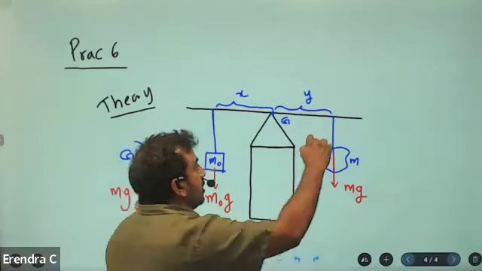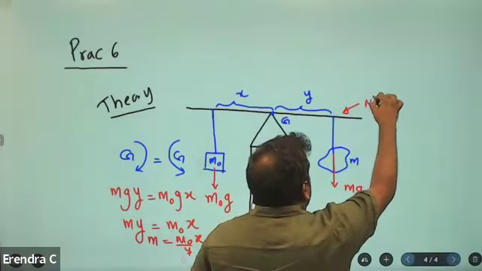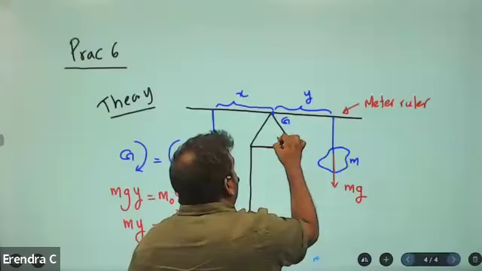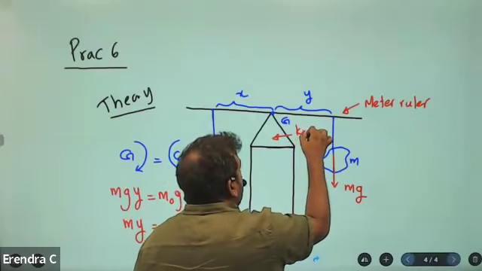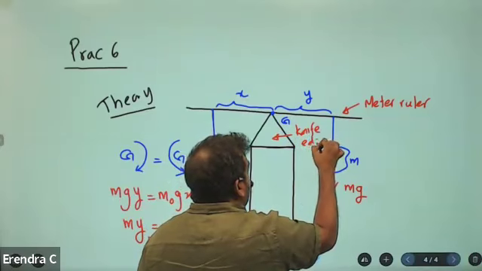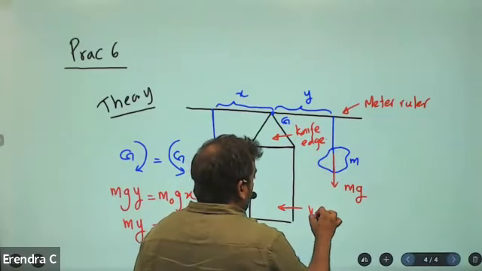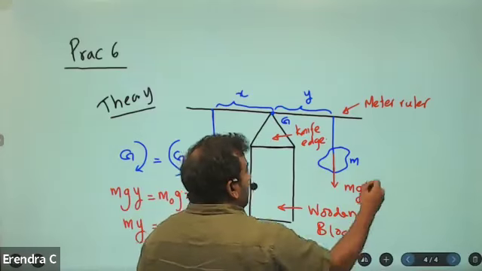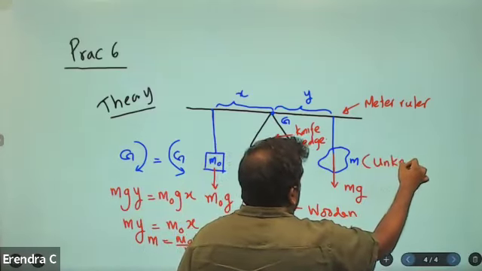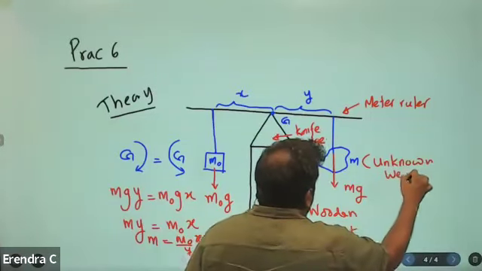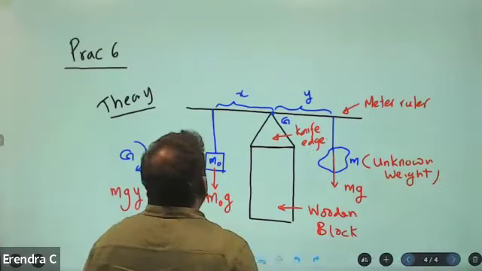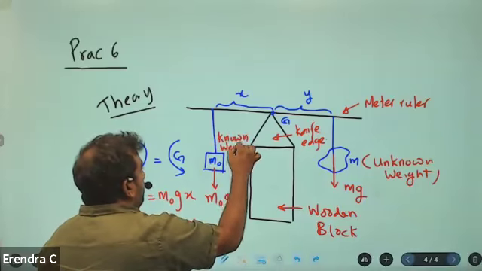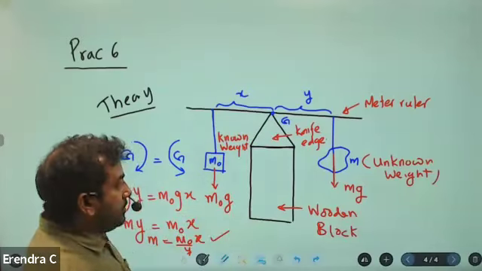Now, the principle is this, the basic principle. What you're using is a meter ruler. Here, the meter ruler is there. Here we have a knife edge. Sometimes you might get a wooden edge. This is a wooden block. This is the unknown weight or unknown mass. These are known weights. Known weight. Okay, now let's get on with the theory.